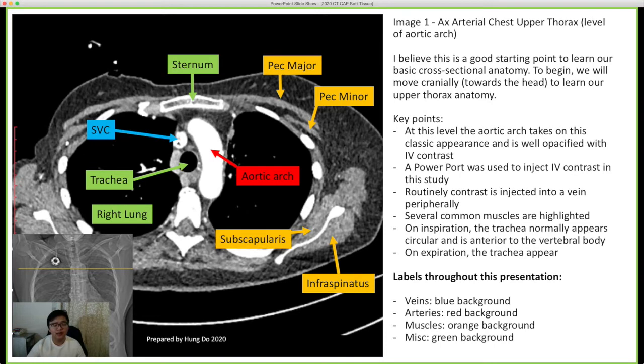So the trachea is almost always a perfect cylindrical shape because it is not easily collapsible. If you can imagine, if your trachea collapsed easily, you would not be breathing very well. So a nice round structure in the middle of your chest is most likely going to be your trachea, your left lung, your right lung, and in essence, I have labeled the rest of the structures with a very similar color scheme. Arteries are always red, veins are always blue, muscles are always orange, and miscellaneous stuff are always green.